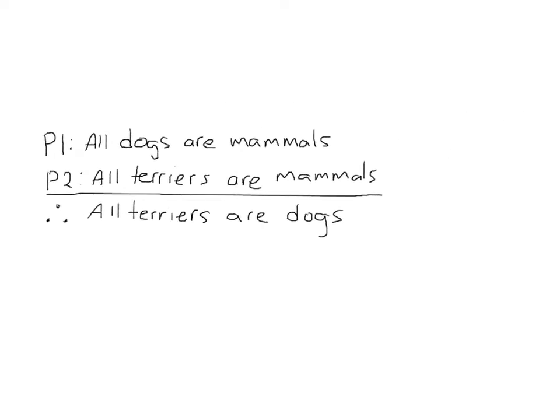It happens to be the case that all dogs are mammals. So that premise is true. It happens also to be the case that all terriers, the breed of dog, are mammals. And it happens to be the case that all terriers are dogs, given that a terrier is a breed of dog. So we might be tempted to think that because we have all true premises and a true conclusion, that this argument is valid.